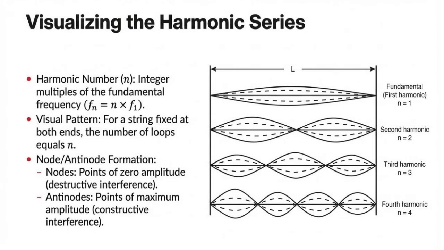For example, the first harmonic shows one loop with nodes at the ends. The second harmonic has two loops. The third harmonic, three loops, and so on, each increasing the frequency and complexity of the wave pattern. This visualization helps us understand how musical tones are built from simple vibrations.